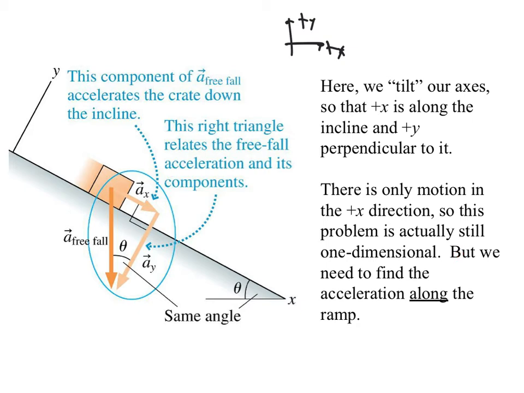But we'll need to find how much the acceleration is along the ramp. And then Knight kind of tells us about this. There's a component of the free fall acceleration. We'll talk about this in a second. There's some component along the ramp and some component perpendicular to the ramp.